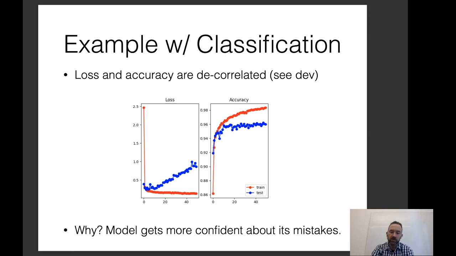So one issue with this, for example, is early stopping, where if we stopped training when the loss was lowest, we'd actually get an accuracy that's maybe a full percentage point worse than if we just let it keep on training for 50 epochs.